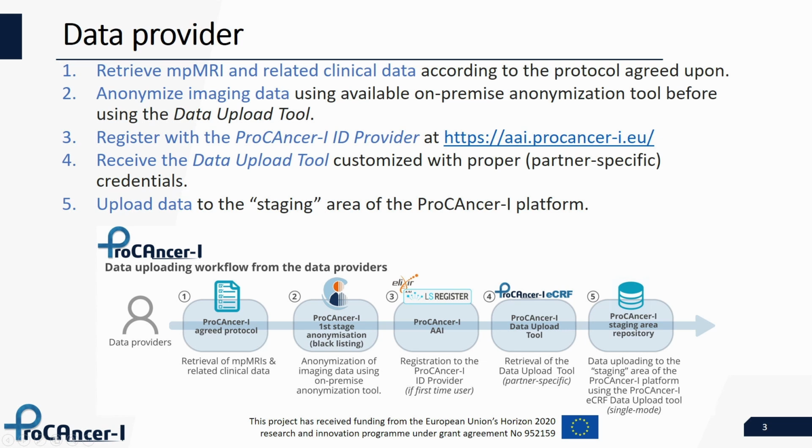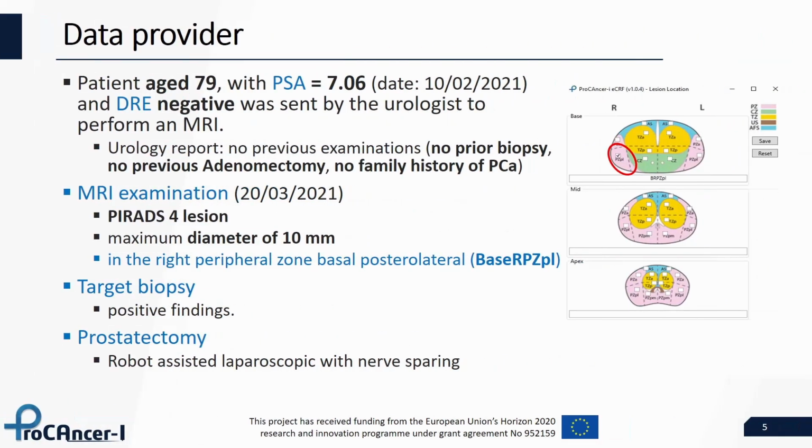If this is the first time the user accesses the platform, he has to be registered to the ProCAncer identity provider and wait for authorization. Once this is completed, and after he has received the data upload tool, he can then proceed to the upload process. So, let's now see everything in practice by using the following real case scenario.